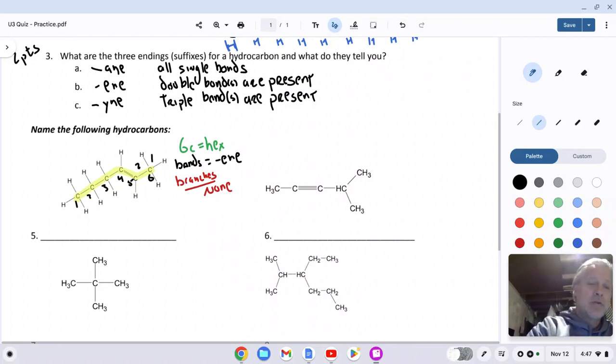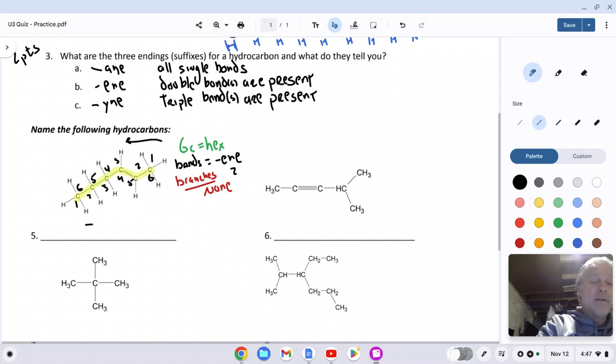Or 1, 2, 3, 4, 5, 6. Now, I'm going to number from right to left this time because I get to the double bond first. So that tells me that the double bond is between the second and the third carbon. So I'm going to just do that right there to remind myself.